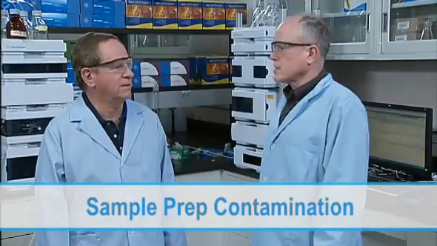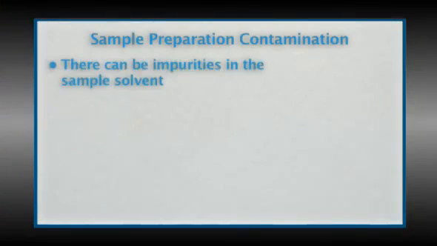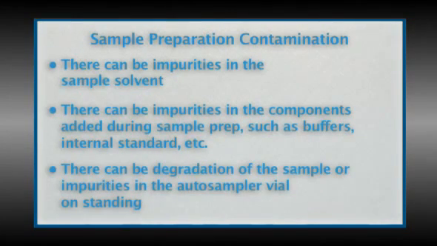However, we do want to talk about ghost peaks that actually come about as a result of sample preparation. There can be many sources of contamination from samples. There can be impurities in the sample solvent. There can be impurities in the components added during sample preparation, such as buffers or internal standard. And there can be degradation of the sample or impurities in the autosampler vial on standing. So at a minimum, you should inject the sample solvent to ensure that there is nothing in the sample solvent that contributes to spurious or ghost peaks.